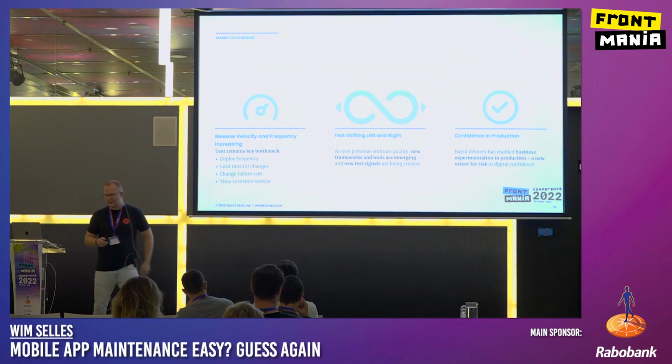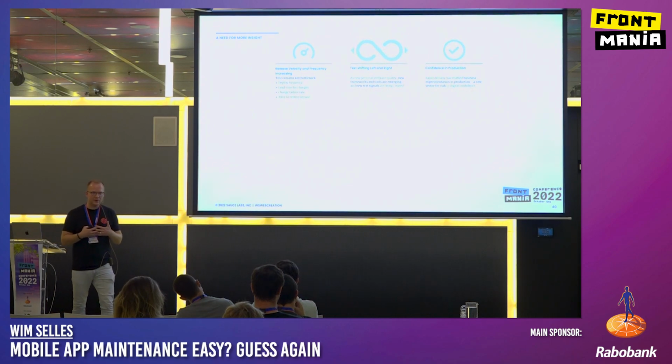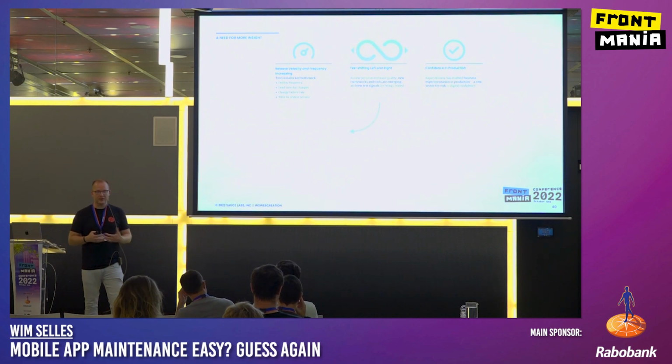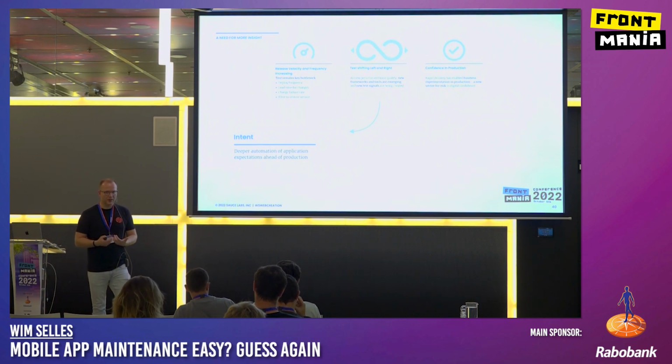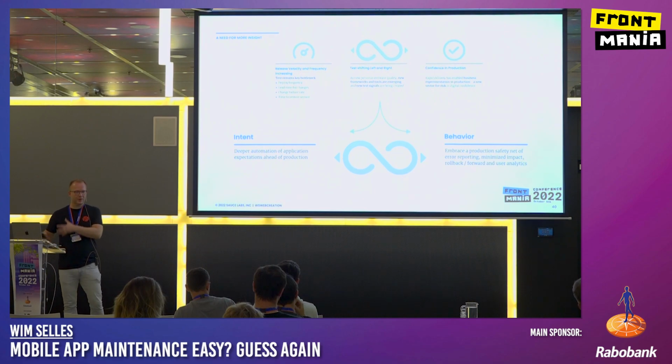So if you look at this, you would see that we need to have more insights. If we look at those three points, we need to have more insights. And the first insight basically is the intent. We can start testing a lot, but if we're not able to use that information properly, you would also have a challenge there. And last but not least, we also have the behavior. The behavior is what is happening in production. How are my end users using my application?